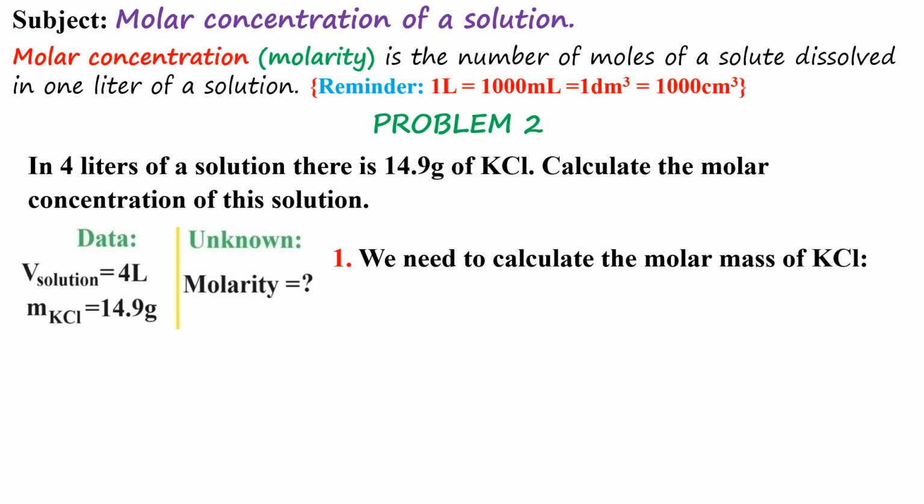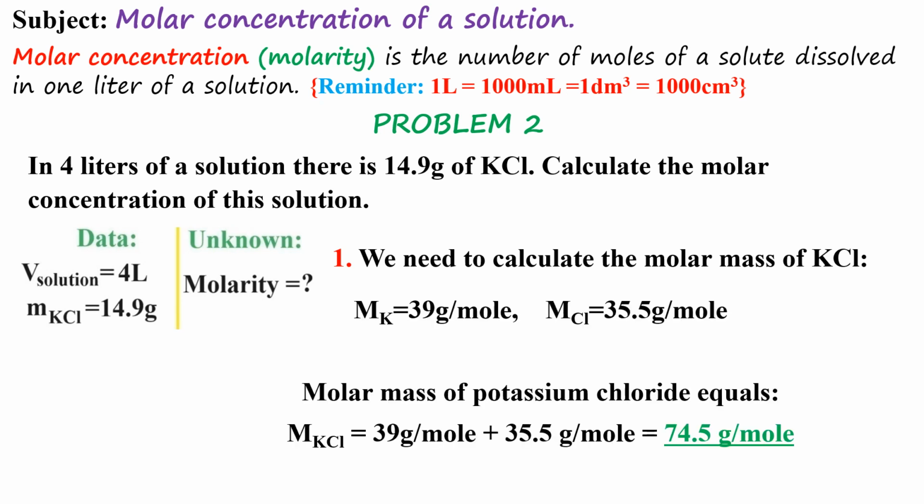First point, we need to calculate the molar mass of potassium chloride. We read the atomic mass of chlorine and potassium from the periodic table. So the molar mass of potassium chloride equals the molar mass of potassium plus the molar mass of chlorine equals 74.5 grams per mole. Now we know that each mole of potassium chloride weighs 74.5 grams.